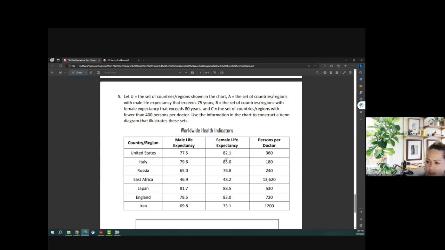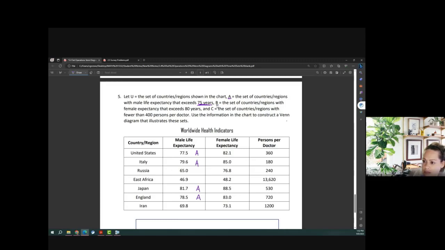So the first thing that I want to do is just mark through and label our table. So it says that A is going to be where the male life expectancy exceeds 75 years. So let's look at our countries, and anything that's over 75, we're going to put in that set A. So the US, Italy, Russia does not exceed 75, East Africa does not exceed 75, Japan, and England exceeds 75. So we know that these 4 countries can go in our set A.